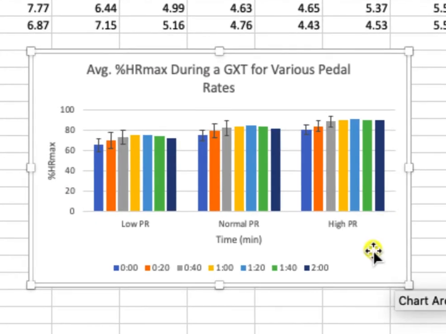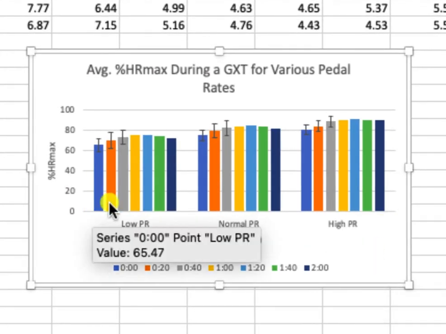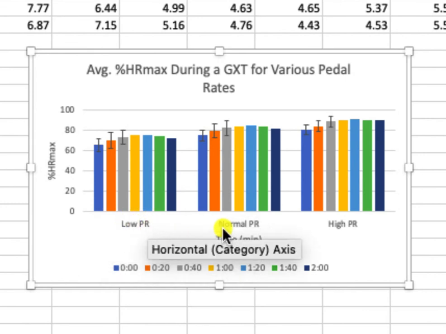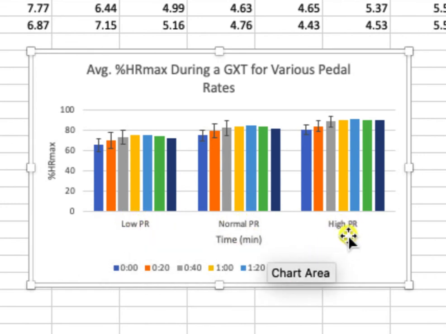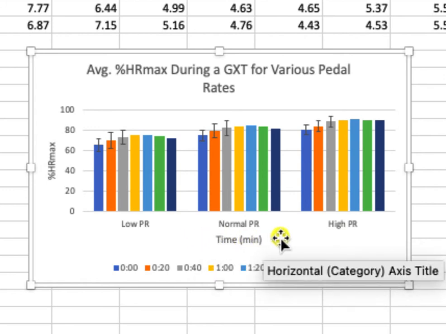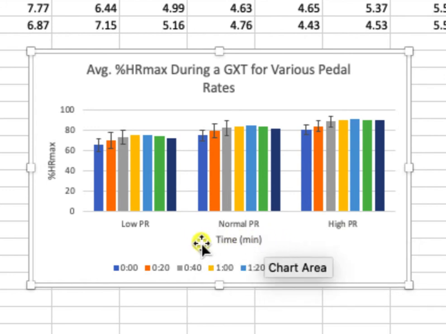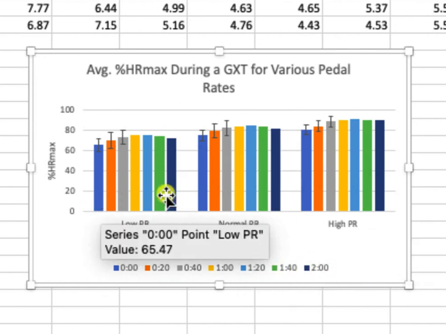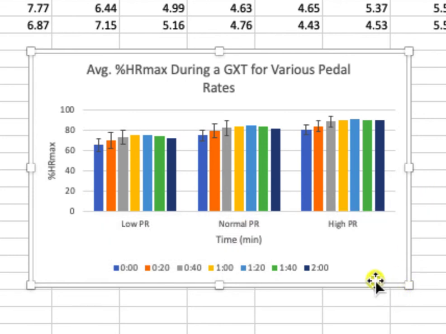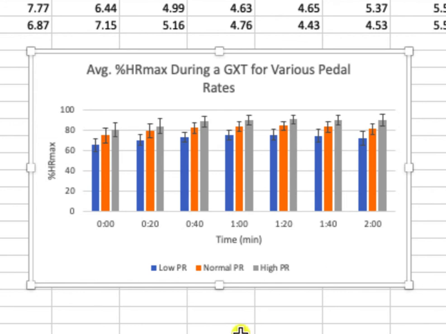So if I click OK, then we would have the low pedal rate, the normal pedal rate, and the high pedal rate being the types of pedal rates. So this label would have to change if we decided to organize this graph this way. And then each of these different bars would represent a different time point. I think I like it better this way. I think it looks a little cleaner, but that is an option.